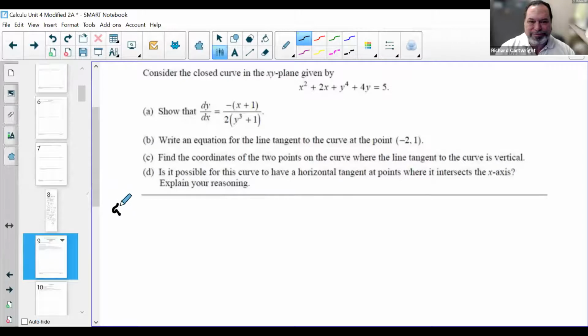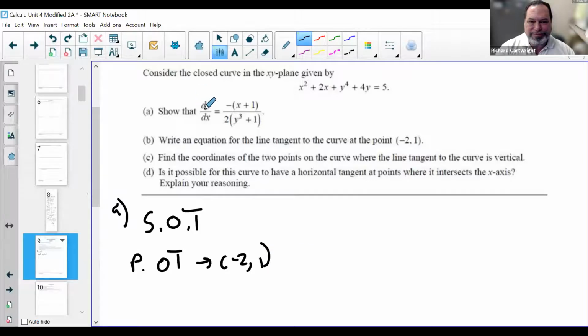Part A says write the equation of the tangent line. Okay, good review again. We just did one. To do the equation of the tangent line, you need the slope of tangency, and you need a point of tangency, which he gave to me. He gave me the negative 2, 1. And I have the slope.